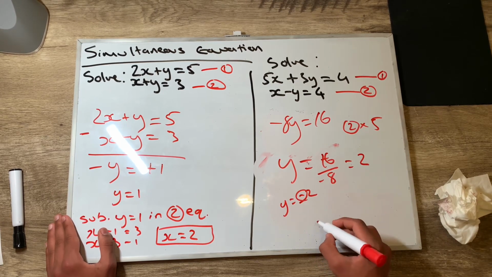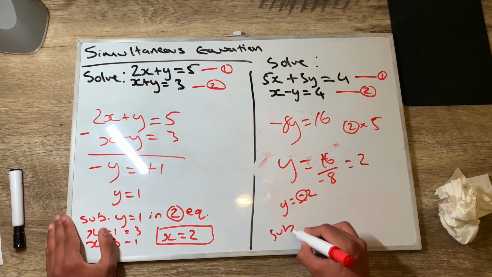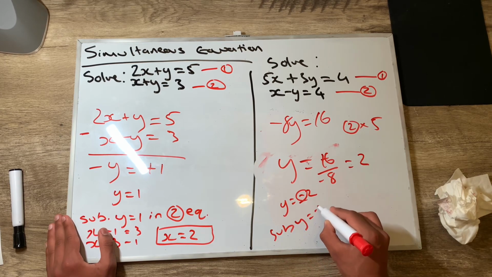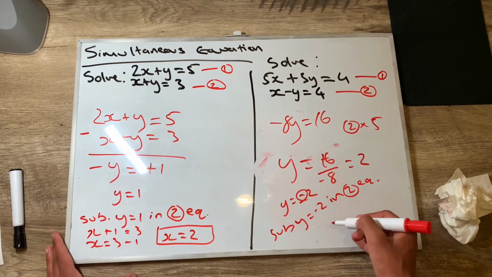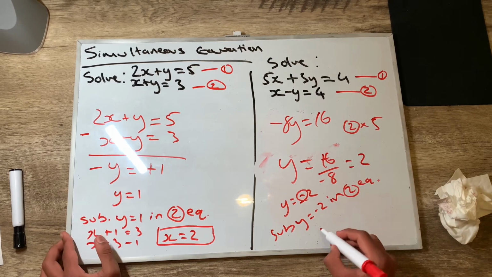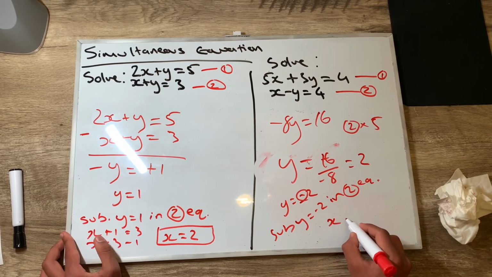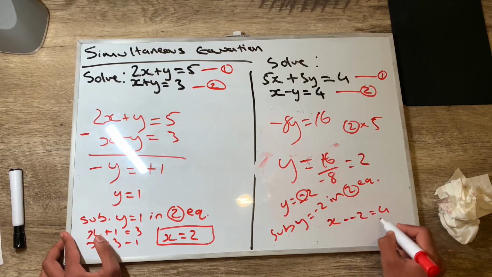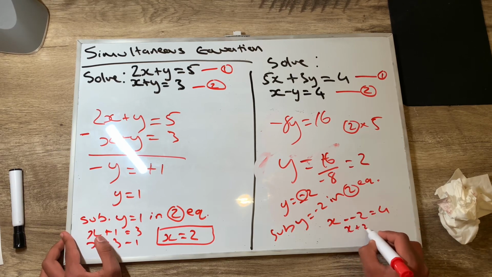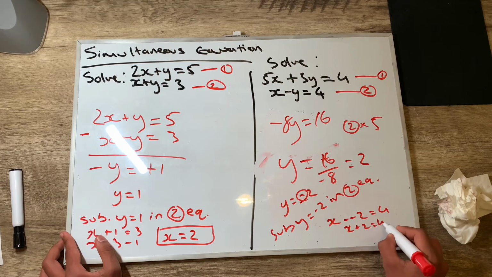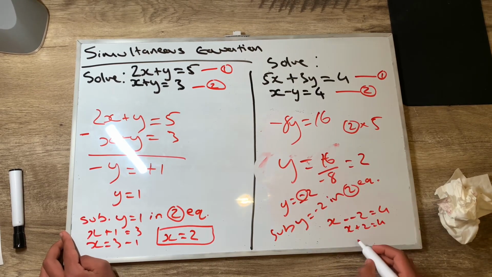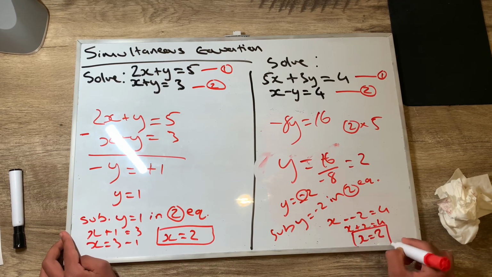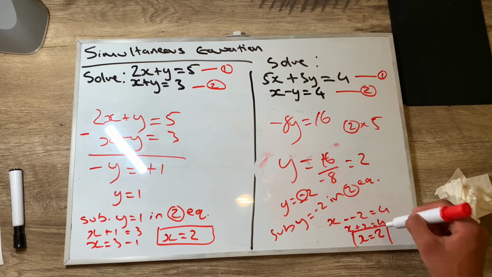After this, you need to substitute y equals minus 2 into the second equation, and after you substitute it, you will get x minus 2 equals 4, and then x plus 2 equals 4. Again, like I said, with the common sense of the previous question, x equals 4 minus 2, so x is going to be equal to 2 over here. So x is equal to 2 in this question as well.